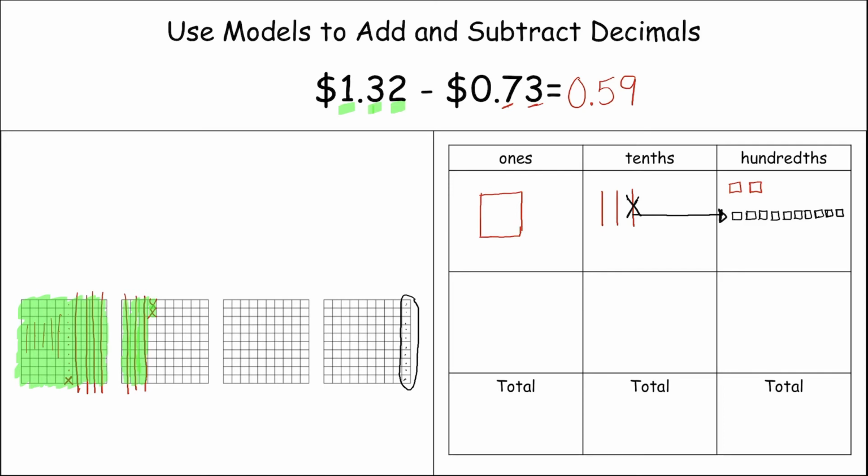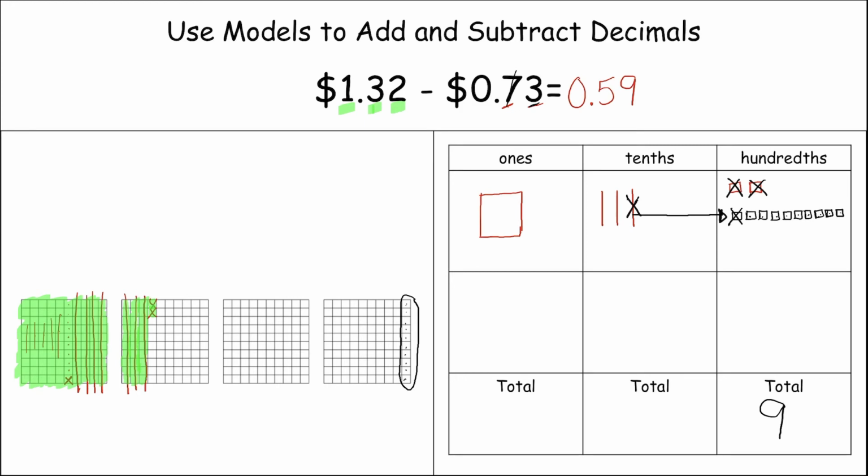Now can I take away 3 hundredths? Well, yes, I can because there's enough. 1, 2, and 3. How many are left? 1, 2, 3, 4, 5, 6, 7, 8, 9. There are 9 hundredths left. Now it says take away 7 tenths. Well, there's only 2 tenths here.